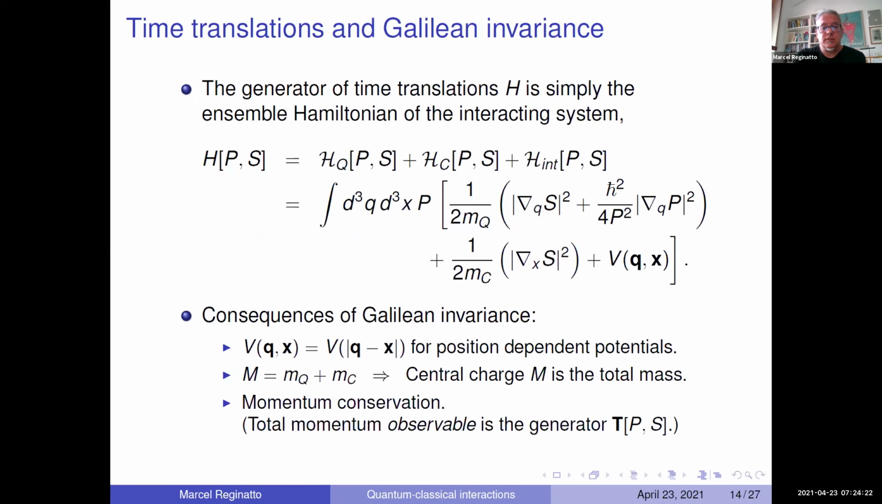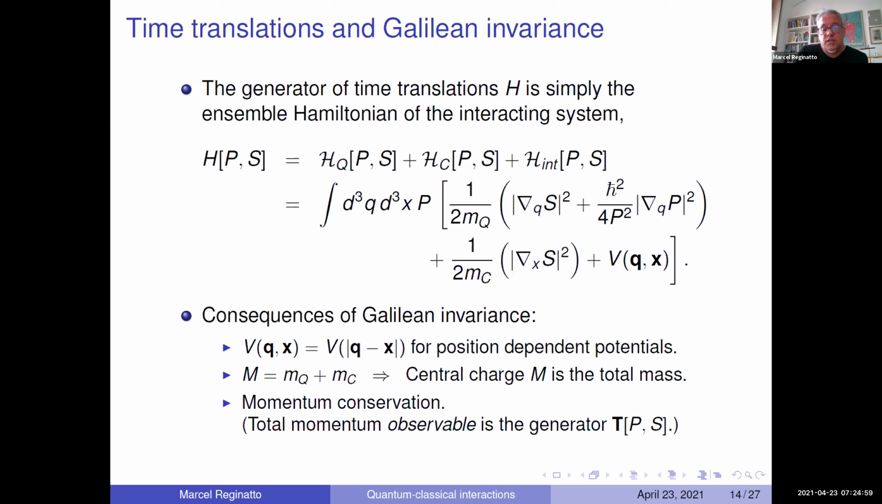And for the generator of time translations, you assume the sum of the observables for the energy for the quantum and classical particles, and you allow for an interaction term, which here I assume just depends on the coordinates. If you plug all this into the Lie algebra, then what you get is that you need a potential that depends on the relative distance between the quantum and classical particles. This is identical in a purely classical or purely quantum case.